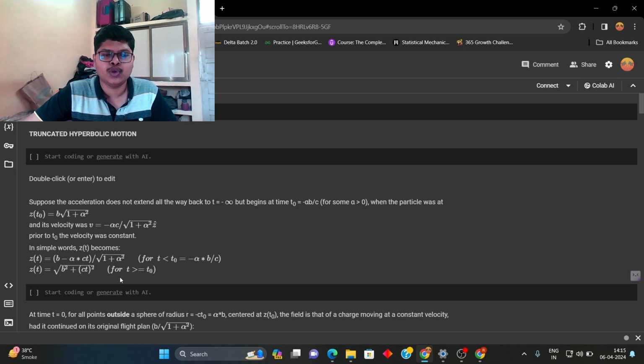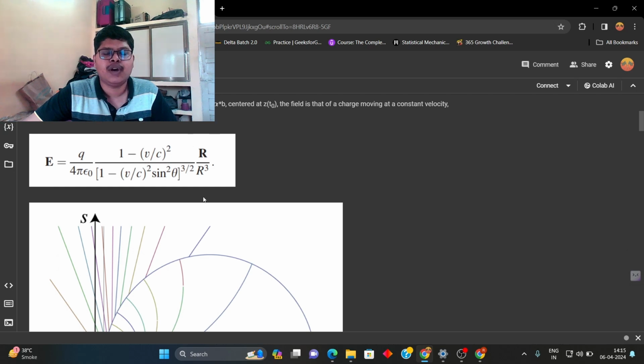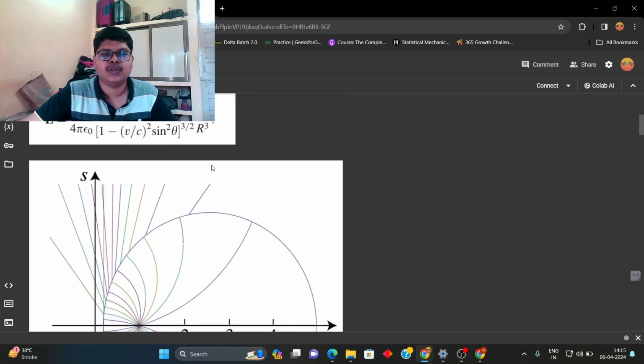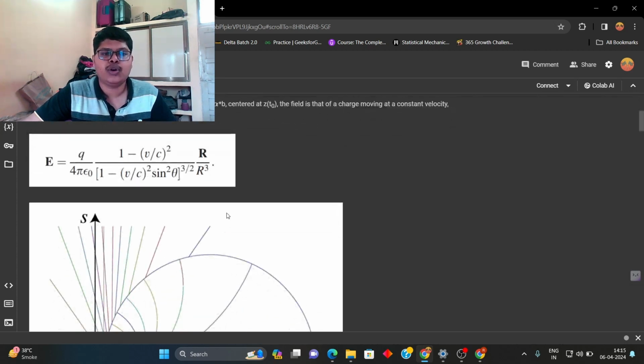So in simple words, the position of the particle is governed by these two equations. At time t equal to 0, for all points outside the sphere of radius alpha times b, we are talking about this sphere, and the points outside it. The field is that of a charge moving at a constant velocity had it continued on its original flight plan.